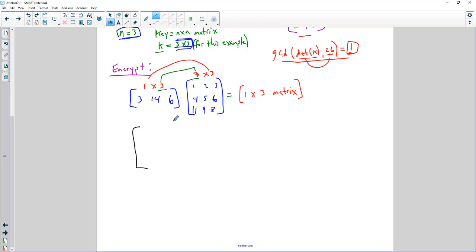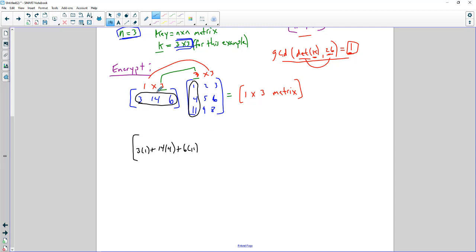I'm going to do it down here. I'm going to take the entire row here and multiply it across the column, like this. We're going to use a dot product. So it's going to be 3 times 1. That's exactly what it is. It's a dot product from vectors. Plus 14 times 4. Plus 6 times 11.